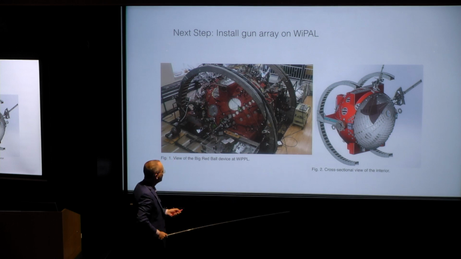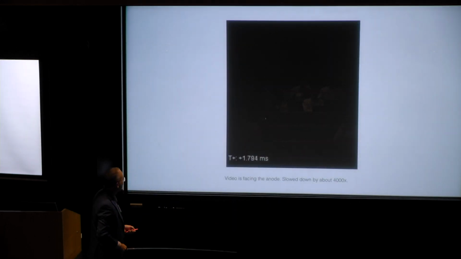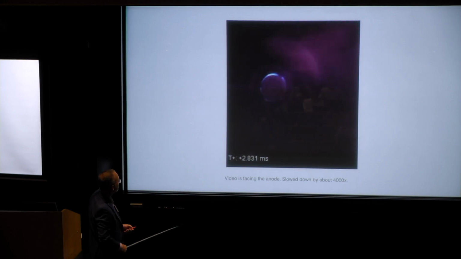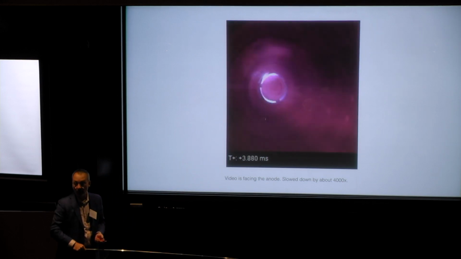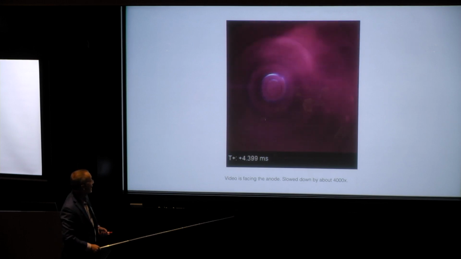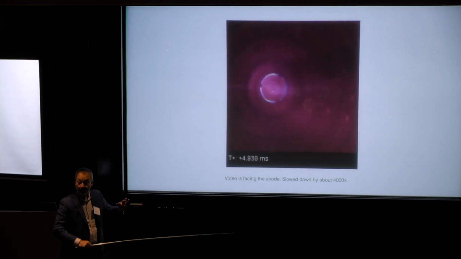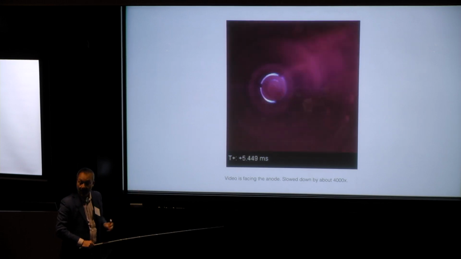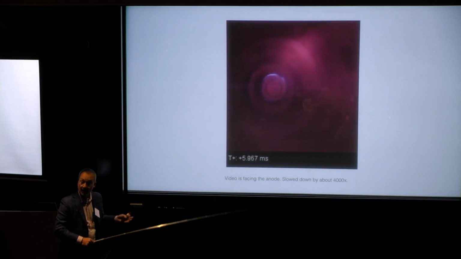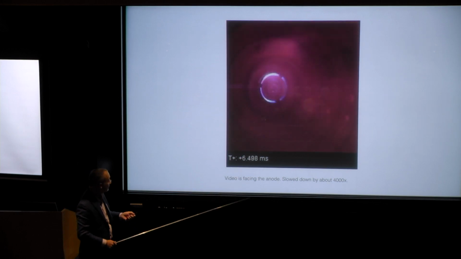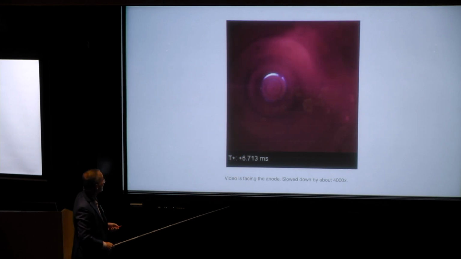And I can show you, this is a movie of what you see when you look at the anode end. So this is the flux rope turbulence, if you will, as viewed by a movie. And the magnetic movie that I showed you earlier, which was done on the other machine, essentially is capturing the same type of dynamics. Okay.